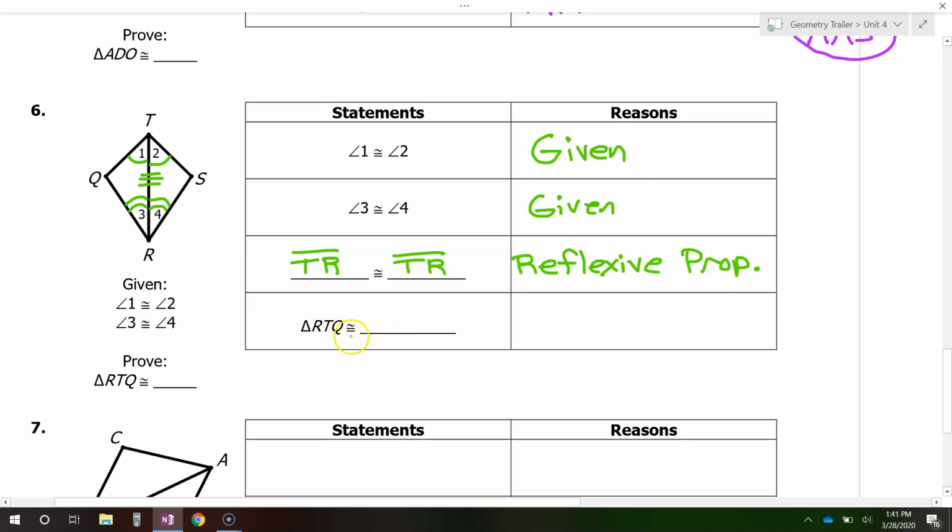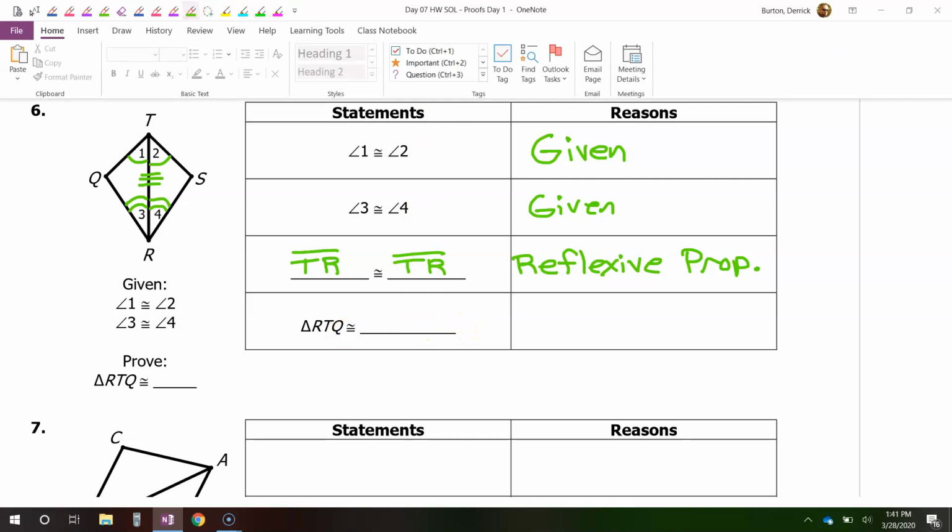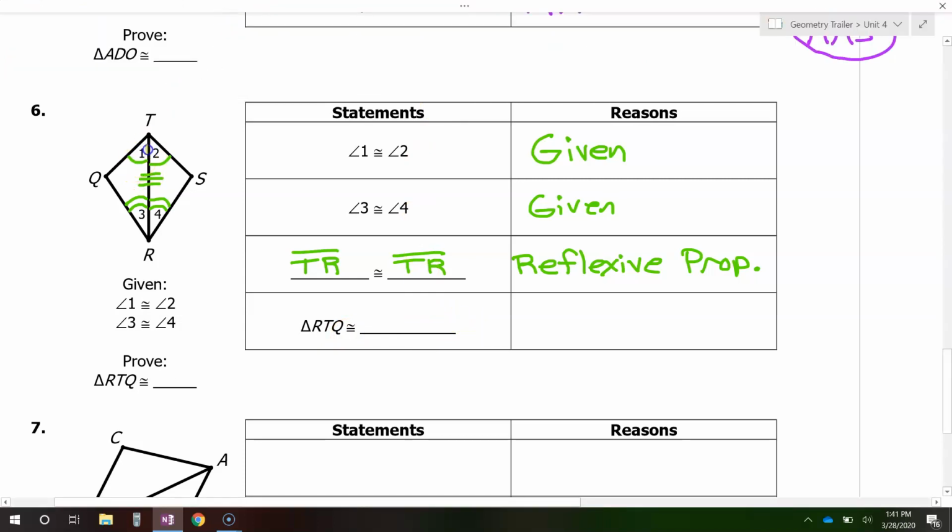Okay, time to say that the triangles are congruent. Focus on one triangle at a time. All right, focus on this yellow triangle, if you will. What do we have marked? We have 2 angles and a side. That means this is either going to be angle, side, angle, or it will be angle, angle, side. It's going to be one of these two.